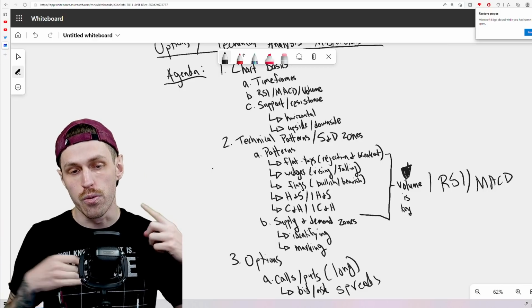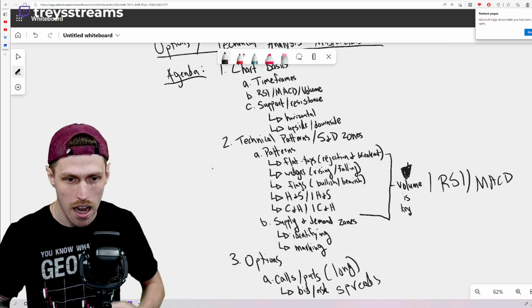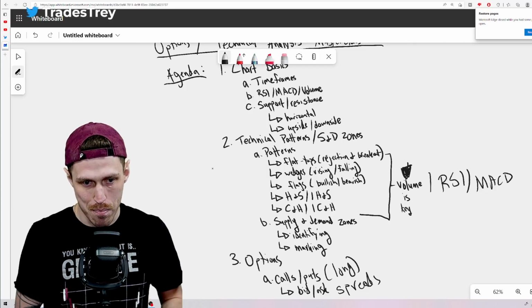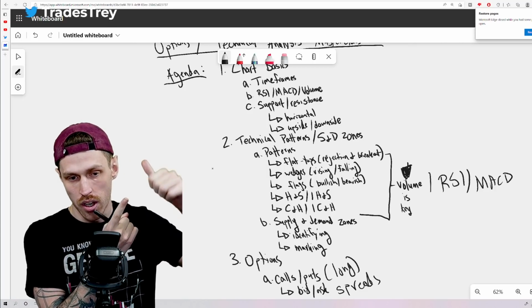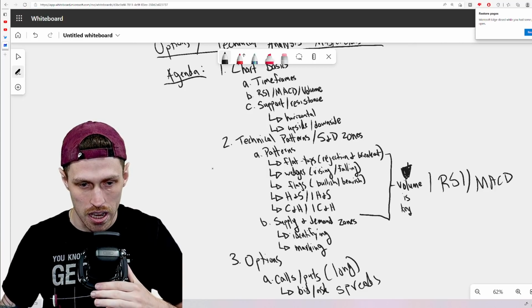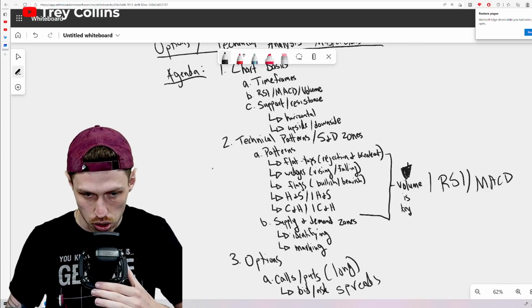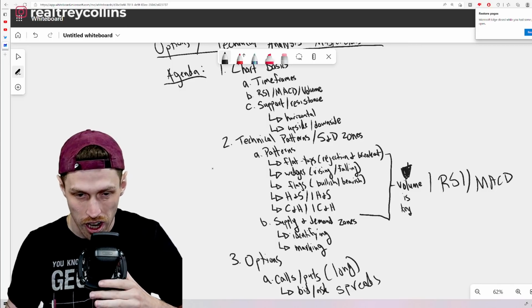But we're going to walk you through flat tops, both a rejection and a breakout. We're going to go through a wedge, rising and falling. We're going to go through flags, bullish and bearish, head and shoulders, inverse head and shoulders, cup and handle, and an inverse cup and handle. That's what I, C and H means, I, H and S means: head and shoulders, cup and handle, inverse head and shoulders, inverse cup and handle.